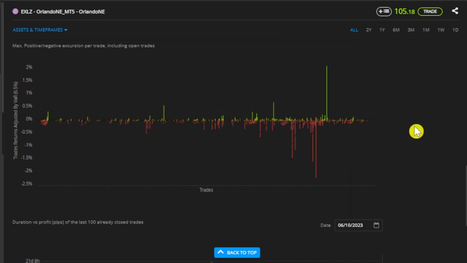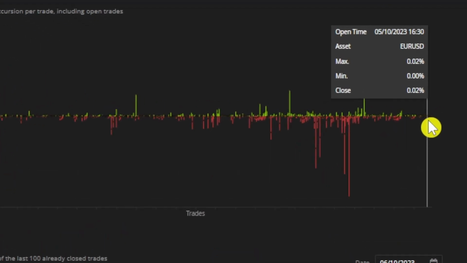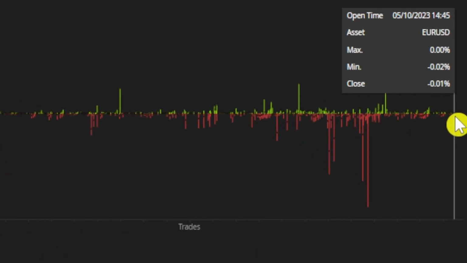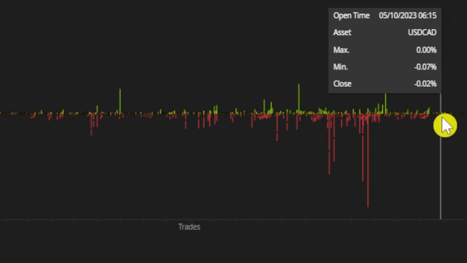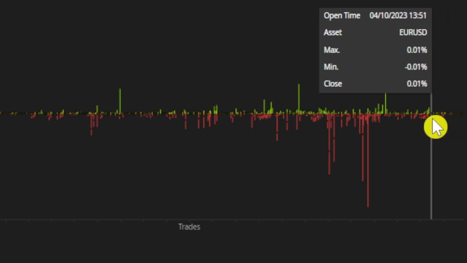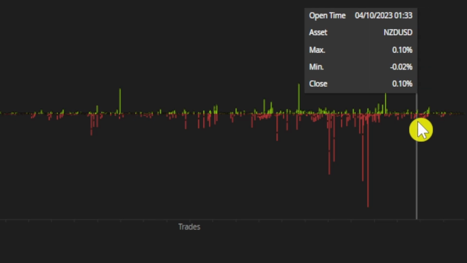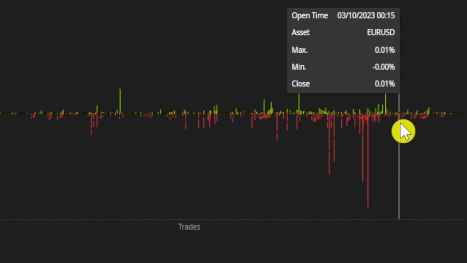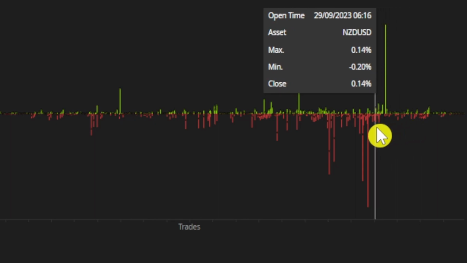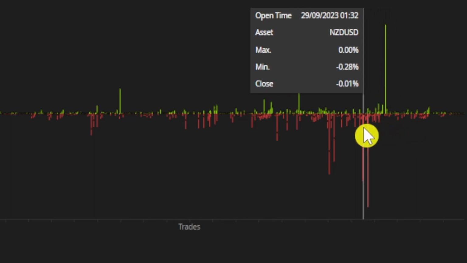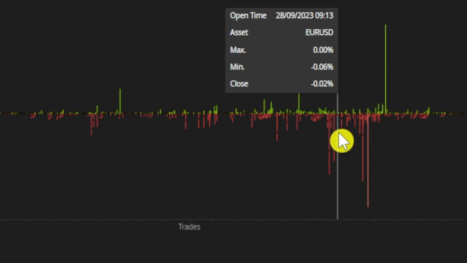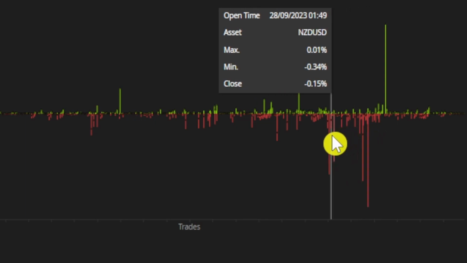Back to Orlando's account, and if I move my mouse over these little bars, it will tell you exactly what asset they're trading. I can see they're trading Euro US, Aussie CAD, New Zealand USD, and all these are currencies that I know I'm trading as well. Euro Swiss franc, USD CAD. It looks like exactly the same expert advisor that I'm using.